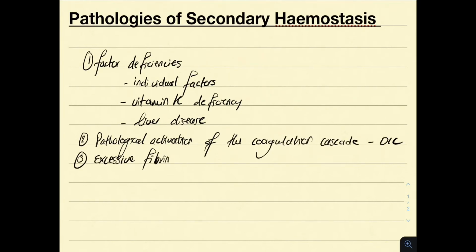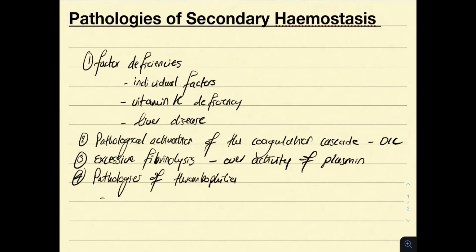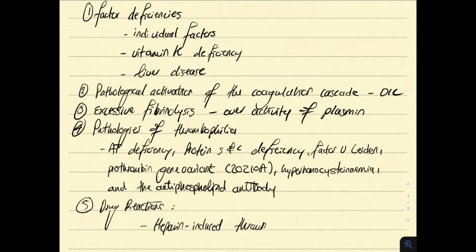Number 3, excessive fibrinolysis, so where there is overactivity of plasmin. Number 4, pathologies that cause thrombophilia, where there is pathological intravascular thrombus formation. Conditions that cause this include antithrombin deficiency, proteins C and S deficiencies, factor V Leiden, prothrombin gene variant, hyperhomocystinemia, antiphospholipid antibody. And finally, we shall discuss drug reactions, including heparin-induced thrombocytopenia.